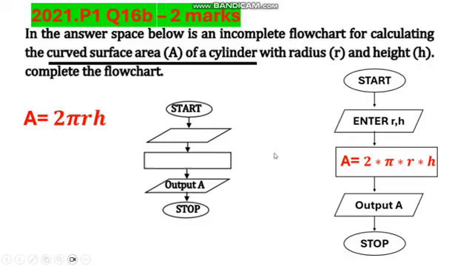This is how we can complete this flowchart. So you can see that it's very simple. The most important thing when writing the flowchart and the pseudocode is for you to know the formula and what you are calculating for. Is it the area? Is it the volume of the cylinder, of the cone, of the triangle, of the trapezium, any? So formulas are very important. Let us now move on to our last question.